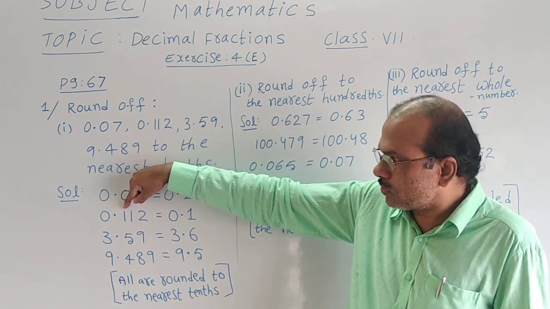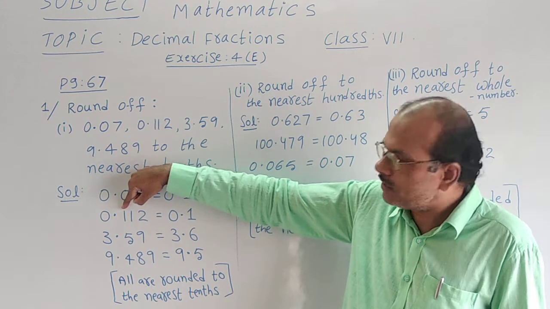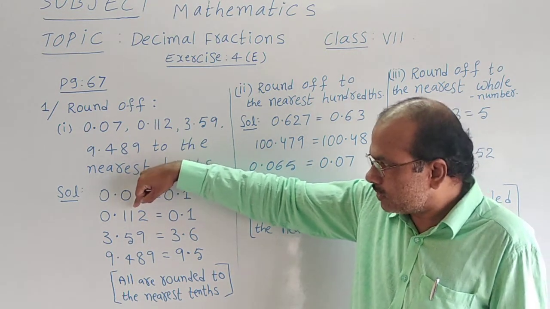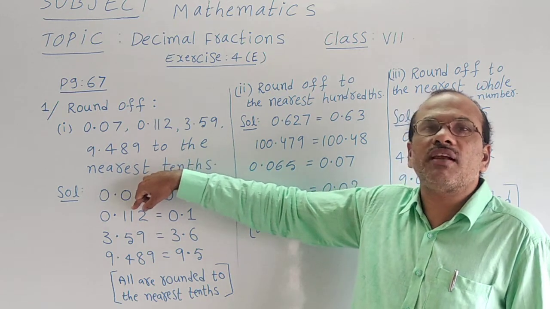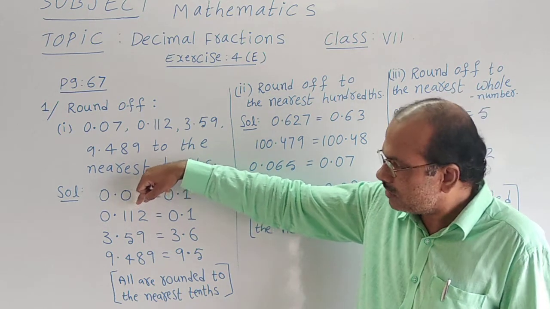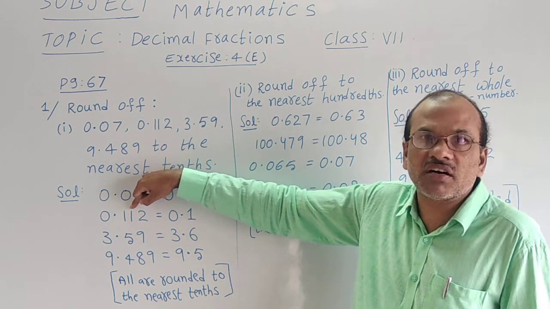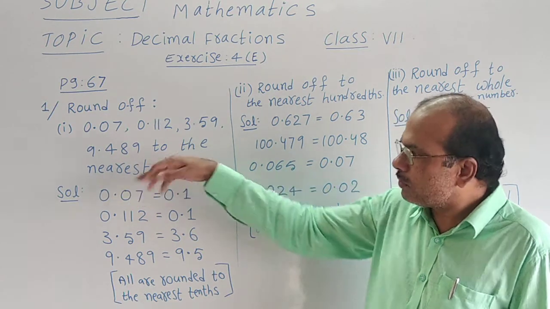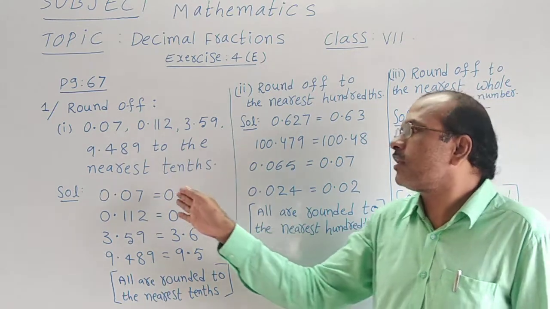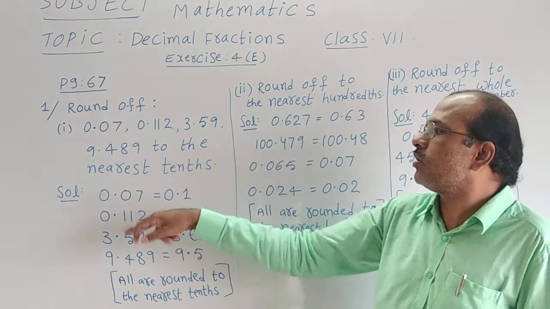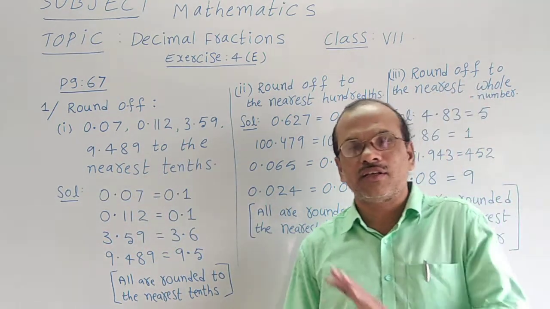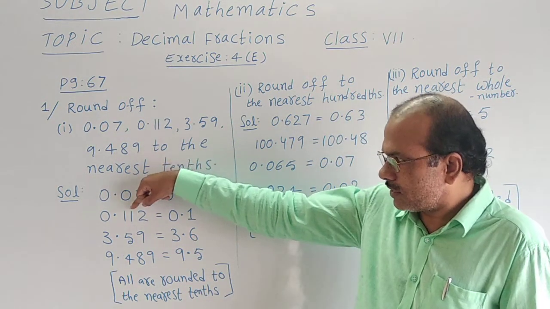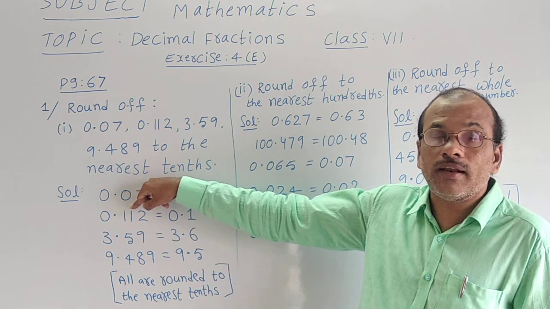Up to that digit only we want to write as our answer. Then we should check the digit in the 100th place. This digit is 1, which is less than 5. It is not even equal to 5, nor more than 5, but it is less than 5. Simply ignore that 1. Then what we previously have, 0.1, that only we can write. No need of adding anything when the digit in the 100th place is less than 5.